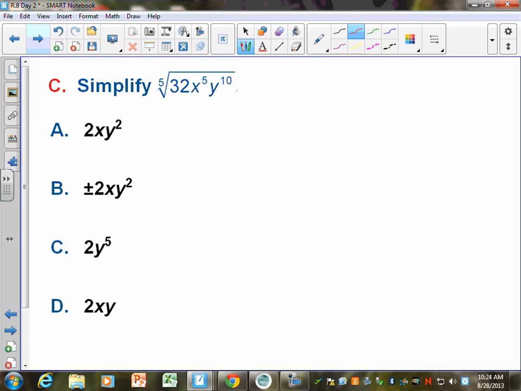The fifth root of x to the 5th is definitely x. The fifth root of y to the 10th, there's 2 of them in there, so it's definitely xy squared. So it can't be C or D, right? And A, you got to take the sign that's in front of it. Since there's not a plus or minus out in front, you got to take just the positive root. With me on that? So don't add a plus or minus if there's not a plus or minus.